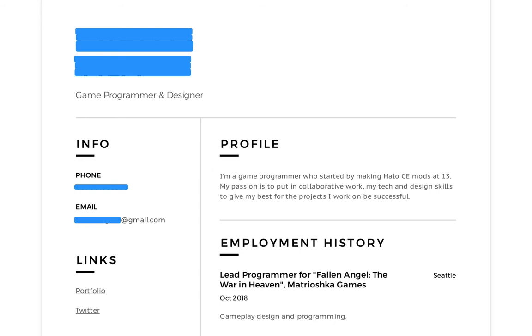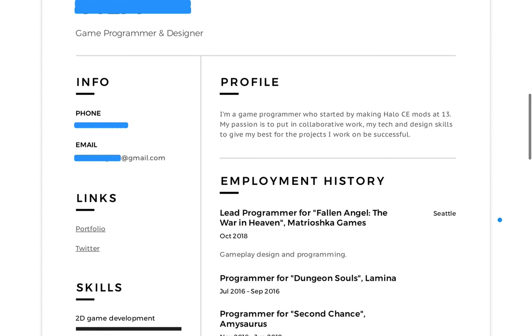It says, I'm a game programmer who started by making Halo CE mods at 13. Well, that's really impressive. And if I'm a hiring manager reading this, I'm instantly taken in by this because I think, oh, this person is passionate. They started at an early age, so they probably have a lot more experience than other candidates that I've maybe looked at that didn't start until they were a little older. So that really is going to catch my eye. So that's great. Moving on to what I think we can improve.